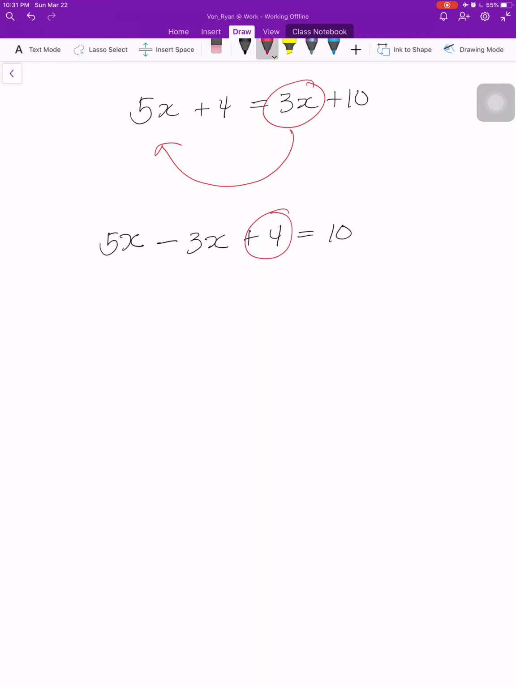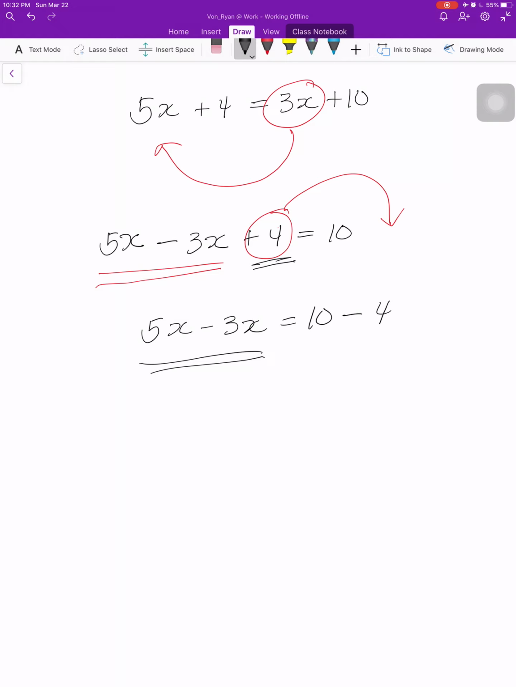Now you'd want to move 4 as well to the other side because you want only the terms with the x to be left on the left hand side. So if you move 4 to the other side, it will become now 5x minus 3x equals 10. This is positive, so it becomes negative here, so minus 4. Now you just have all the x's on the left hand side, and so you just solve it, work it out like a normal linear equation.